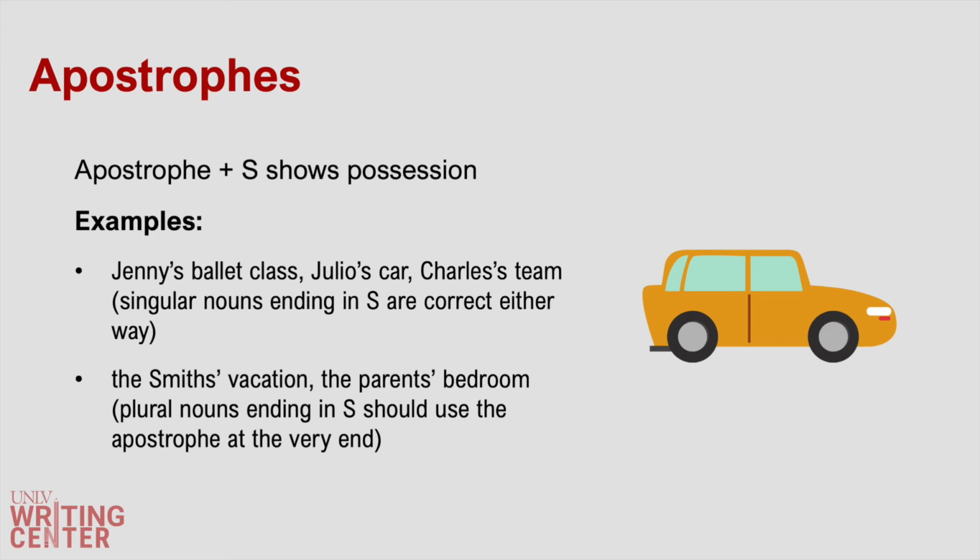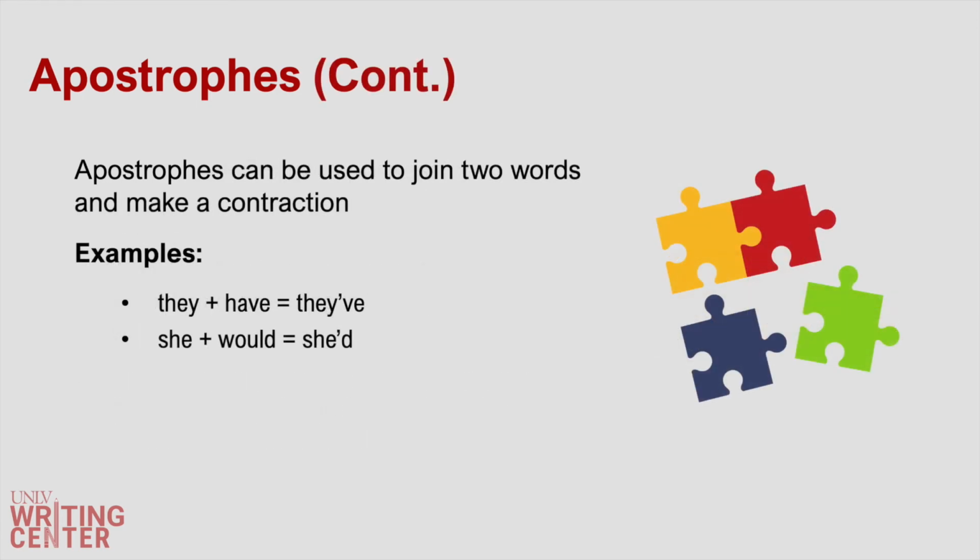If the word or name ends in the letter S, like the name Charles, you can put the apostrophe before the S, or you can omit the additional S and just place the apostrophe at the end of the word. For plural nouns like the word parents or the last name Jones, when you're referring to a whole family, the apostrophe should go at the end and no additional S should be added to the word. Apostrophes also take the place of omitted letters in contractions. They have becomes they've, omitting the H-A in have. She would becomes she'd, omitting the W, O, U, and L from would.